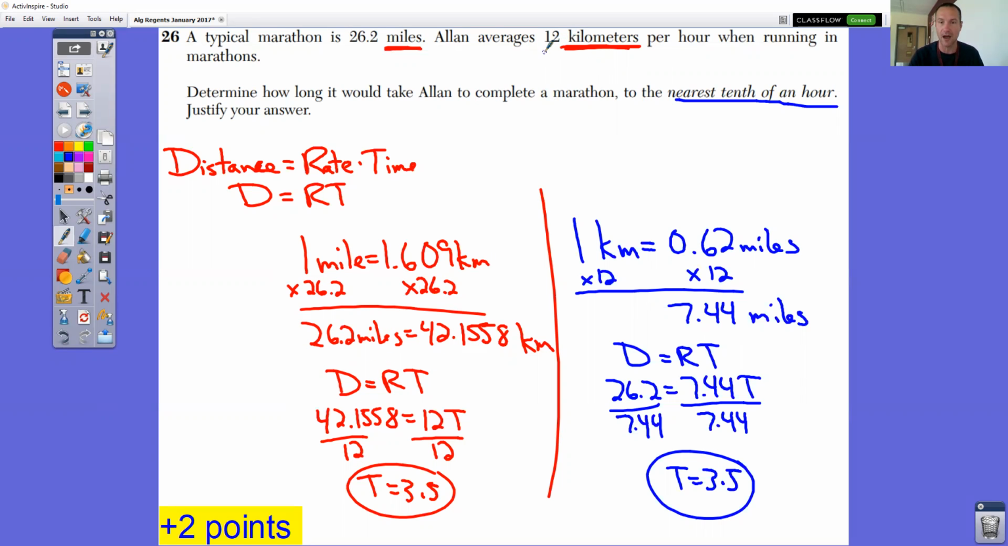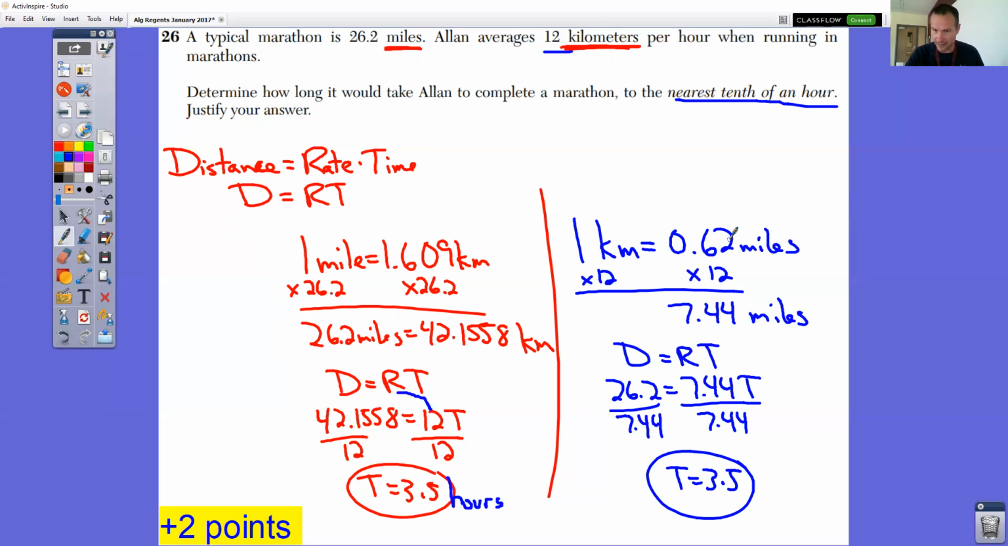Then we take our speed, our rate, and stick it into the rate spot. So 12 is your rate. We're looking for the time. So distance equals rate times time. Divide by 12 is just a one-step equation. We get that it would take 3.5 hours.